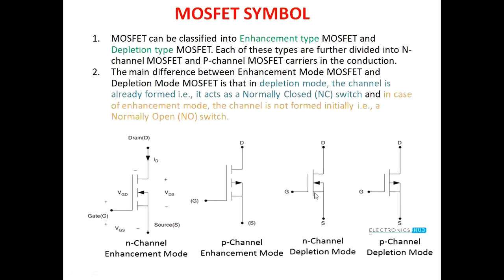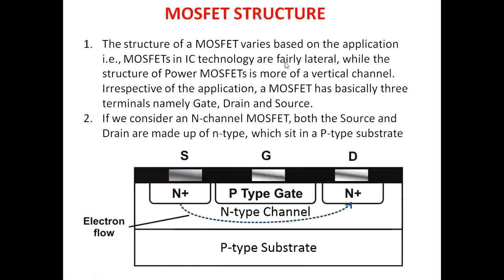Here the channel is already available, so there is no discontinuity, and that's why the symbol is somewhat different. Here it is not a dashed line, it is a continuous line. So this is N channel depletion mode, and this is P channel. The structure of a MOSFET varies based on the application, with small changes.